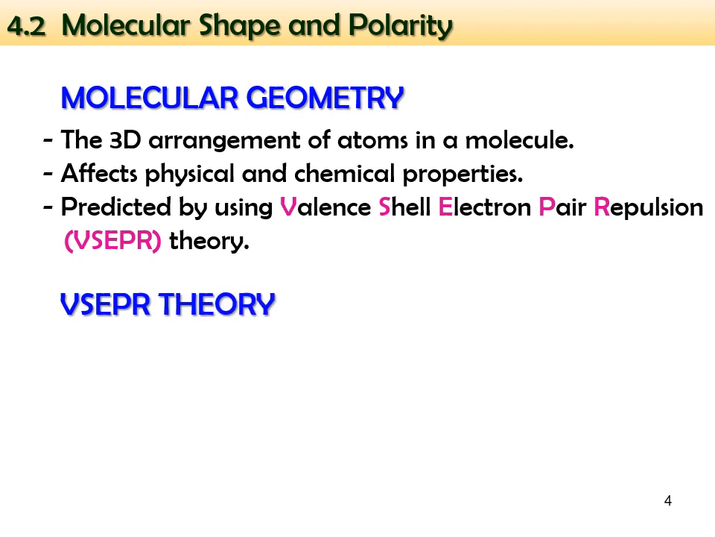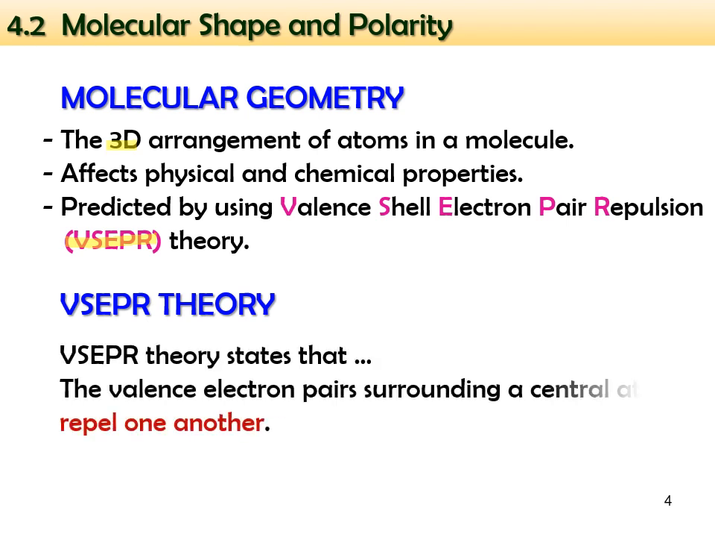So the important thing that you need to know, molecular geometry is the 3D arrangement of your atoms in a molecule. So basically, it's how the atoms are arranged in 3D. It will affect the physical and chemical properties of the molecule, and we can predict the molecular geometry by using VSEPR theory, or the full name is valence shell electron pair repulsion theory. So what is the theory? VSEPR theory states that the valence electron pairs, so we will just focus on the valence electron pairs surrounding the central atom only, will repel one another. These are the keywords that you need to highlight and bear in your mind.